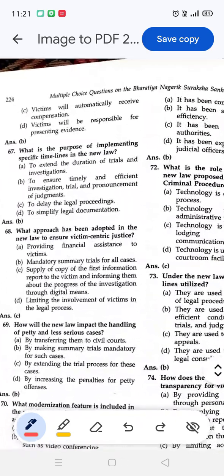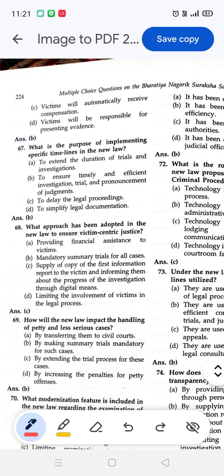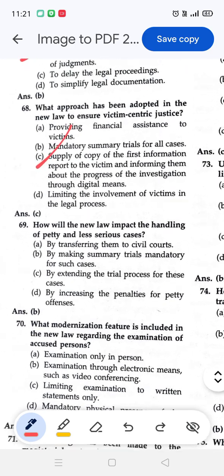Question number 67. What is the purpose of implementing specific timelines in new law? So option B is correct. To ensure timely and efficient investigation, trial and pronouncement of judgment. What approach has been adopted in new laws to ensure victim-centric justice? So option C is correct. Supply of copy of the first information report to the victim and informing them about the progress of the investigation through digital means.